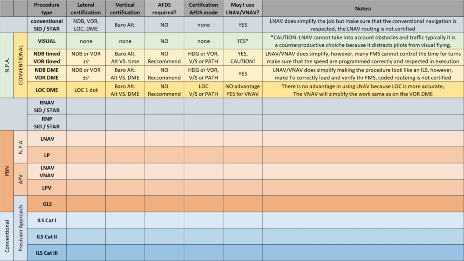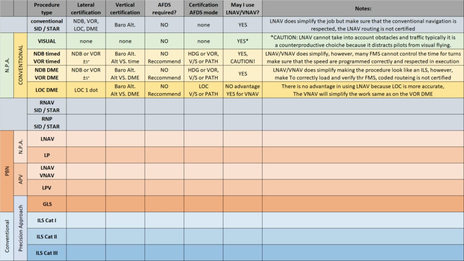Let's continue with the DME, localizer DME, where the maximum deviation is 1 dot from the localizer, and of course the localizer is a non-precision approach again, so it's a barometric altitude for the vertical guidance. There is no requirement for the autopilot, and the certification for the lateral is localizer, once again vertical speed or path angle for the descent.